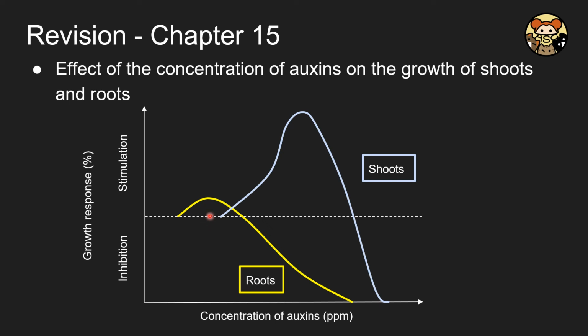So you may notice that for the root, low concentration is the stimulation. However, at a higher concentration of auxin, it is an inhibitory effect. And for the shoot, a higher concentration usually results in stimulation. However, an extremely high concentration of auxin will still inhibit the growth.